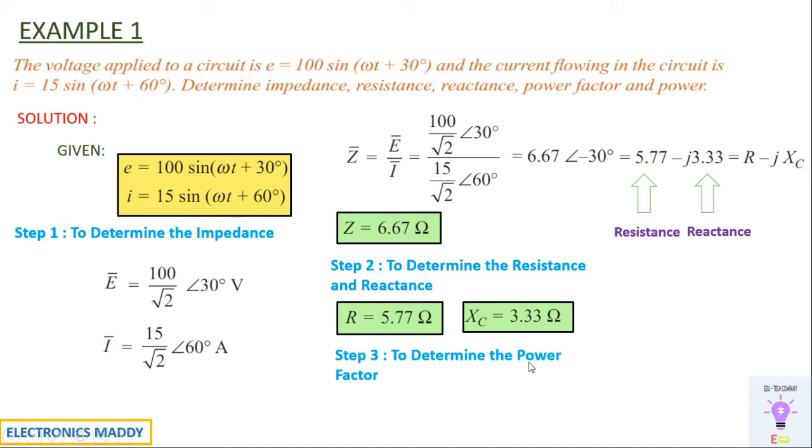Our next step is to determine the power factor. As I told you, phi is already minus 30. So I will be substituting the value: power factor is equal to cos of minus 30. Cos of plus theta or minus theta doesn't matter, so it will be the same.